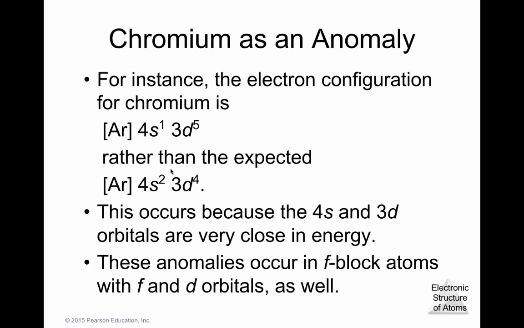The reason that this can happen is because the 4s and the 3d orbitals are really close to each other. And so the electrons kind of move in whatever way is most energetically favorable and will produce the most stable situation for them, which has to do with either half filling or completely filling the D block. This occurs in the F orbitals as well, but we're going to mostly focus on the D orbitals.